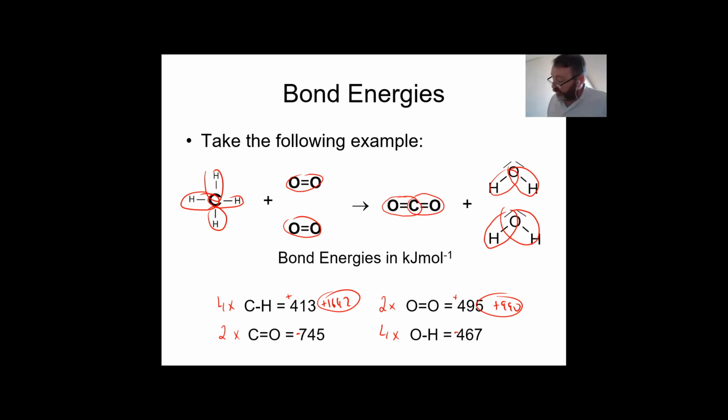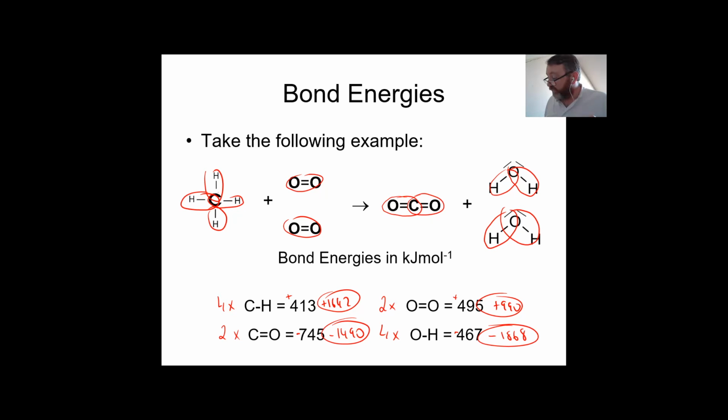Now, let's take 2 times minus 745. That's 1490. So that's minus 1490. So that's going to be released when we make 2 C double bond O's. And then 4 times O-H is 4 times 467, which is minus 1868. So that there is the energy released.